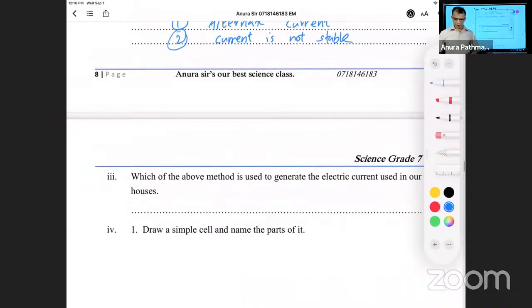Which of the above method is used to generate the electricity current used in our houses? Magnetic induction. Electromagnetic induction is the correct one.